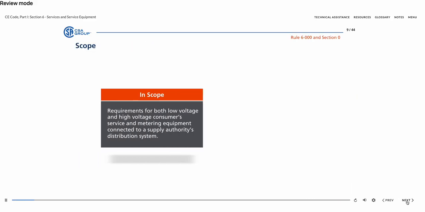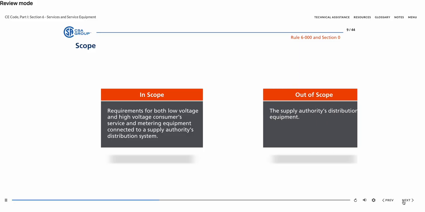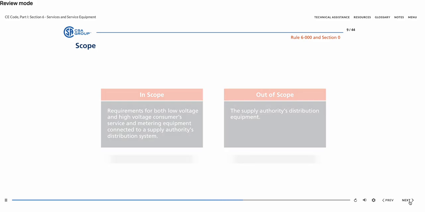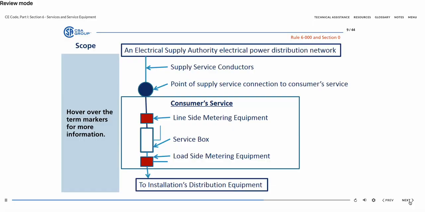Section 6 sets the requirements for both low-voltage and high-voltage consumer service and metering equipment connected to a supply authority's distribution system. High-voltage installations are further modified by Section 36. What the code does not cover is the supply authority's distribution equipment. As you know, the code includes key terms in Section 0 in the definition subsection. Hover over the 5 terms for more information to help you to apply requirements in Section 6.